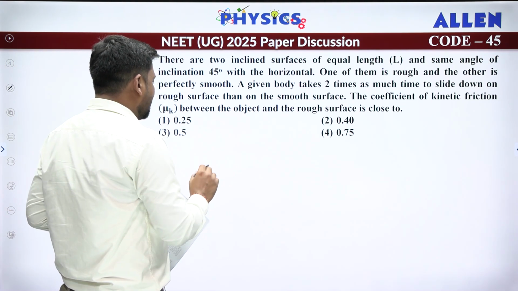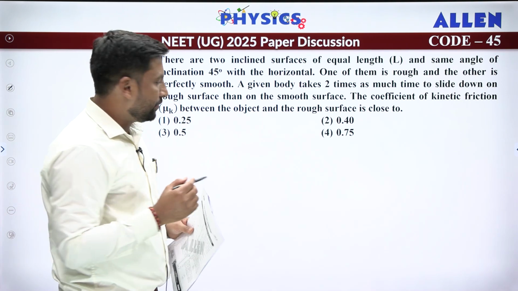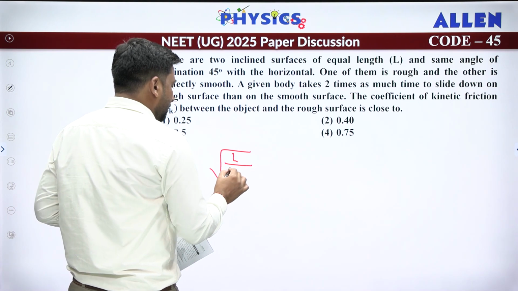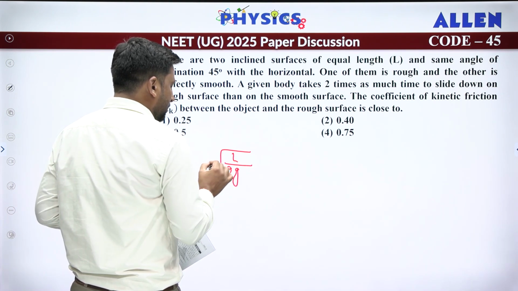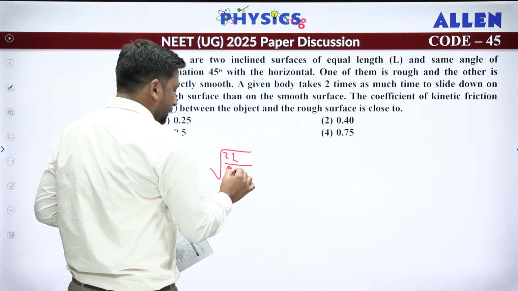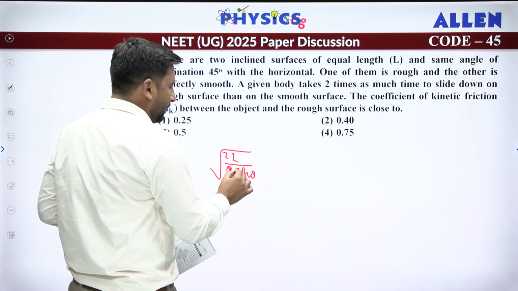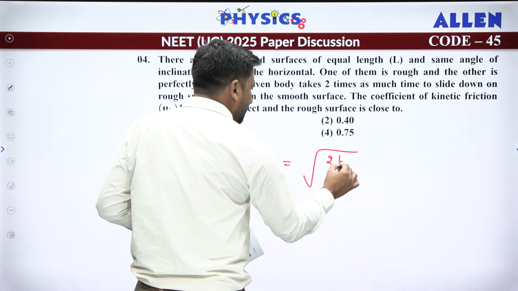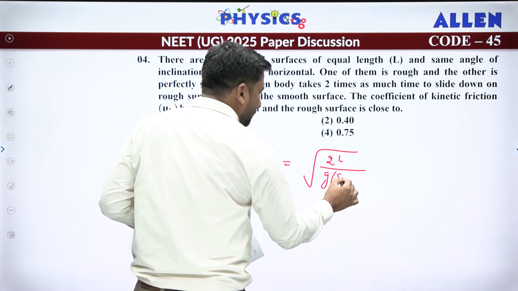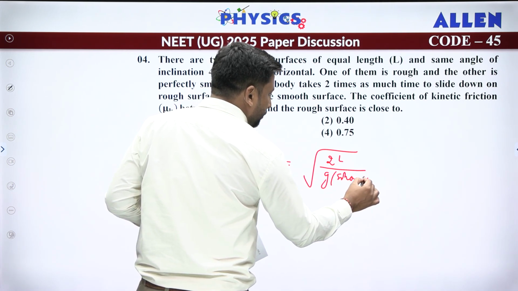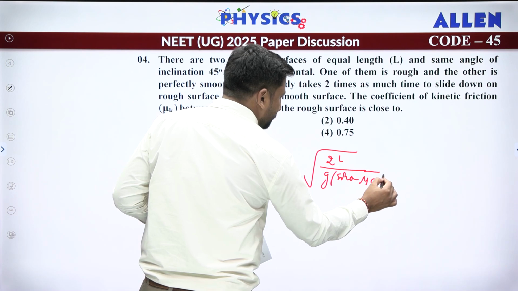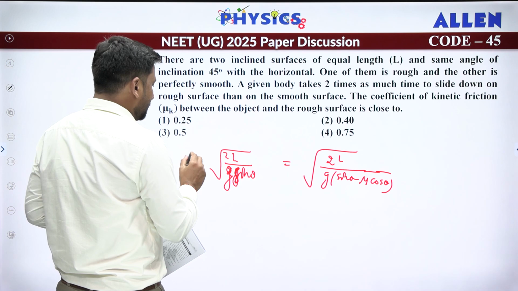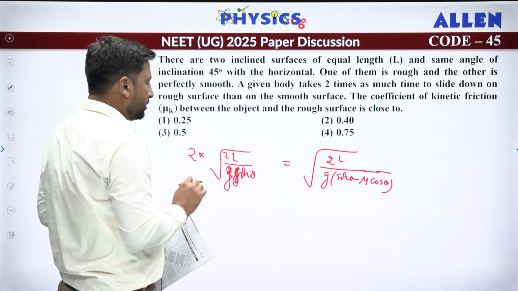So let's suppose we calculate the time on the smooth surface first. The time on the smooth surface will be the square root of 2L divided by g sin theta. That is the time taken on the smooth surface. And the time taken on the rough surface will be the square root of 2L divided by g(sin theta minus mu cos theta). Now, you know that this time is more, so this time is twice of this.